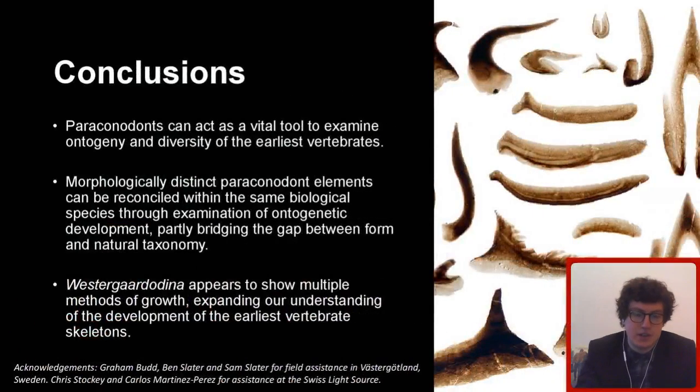So I guess just to conclude what I've been through today, paraconodonts can act as a vital tool to help us study and examine ontogeny and diversity within the earliest vertebrates. And morphologically distinct elements can be reconciled with the same species by examining ontogenetic development, which can help us to partly bridge that gap that exists between form taxonomy and a more biologically informative taxonomy. And finally, the paraconodont Westergaardina seems to show multiple methods of growth, which expands our understanding of the development of the earliest vertebrate skeletons.